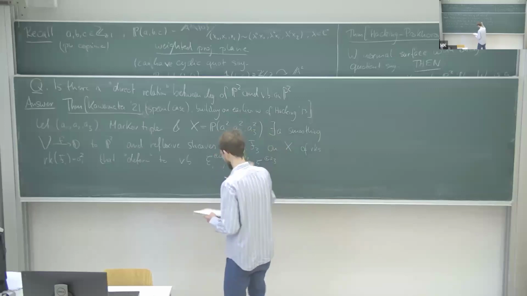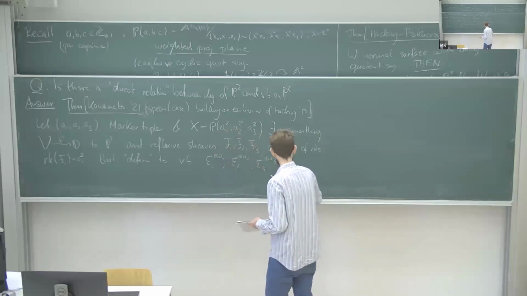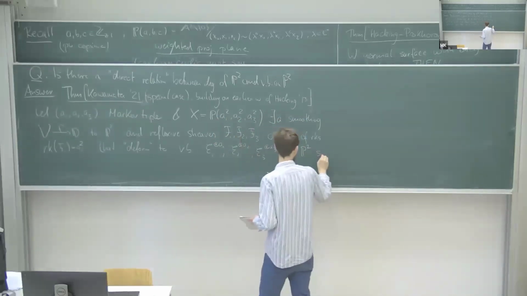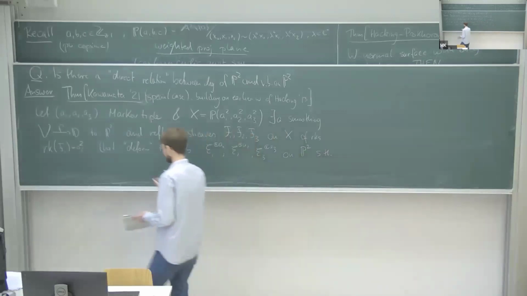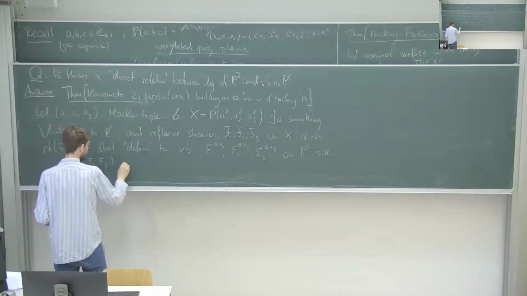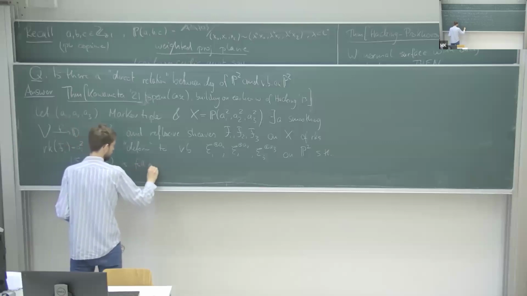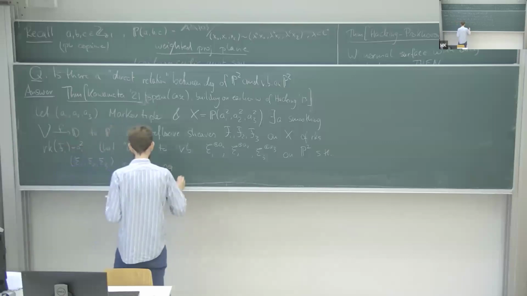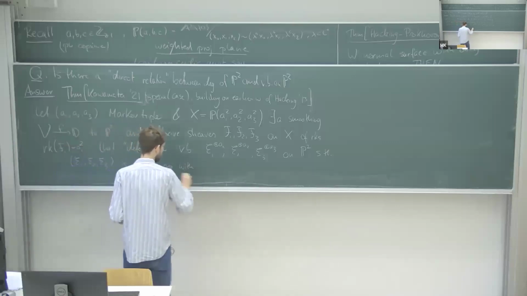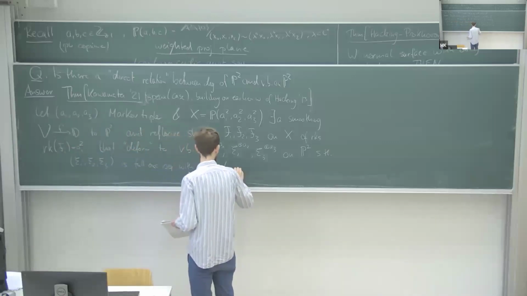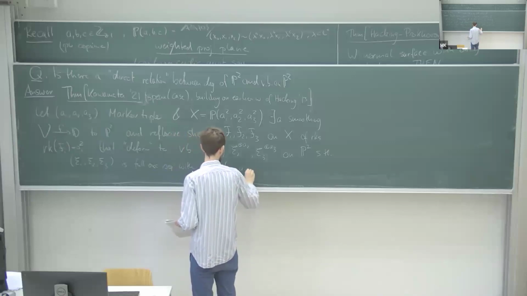And so these vector bundles are on P2 now, such that E1, E2, E3 is a full exceptional sequence with ranks A1, A2, A3.